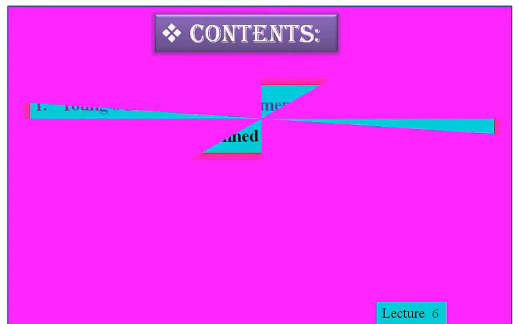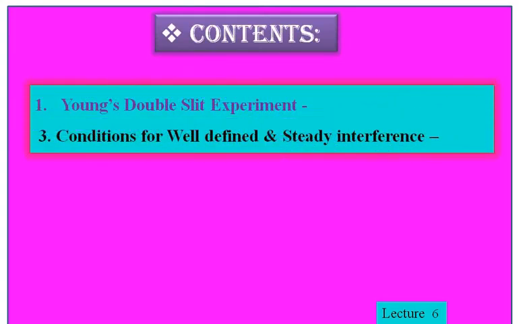In the last lecture we have seen interference, the experiment to observe the interference pattern on the surface of water, and coherent sources. In this lecture we are going to discuss the next points in this chapter, which are very interesting. Let us see the contents in this lecture. They are Young's double slit experiment, original and modified, and the conditions for the well-defined steady interference pattern.